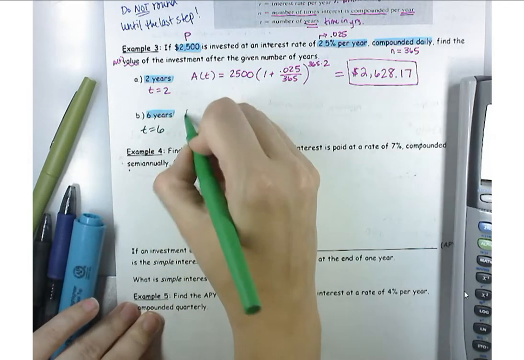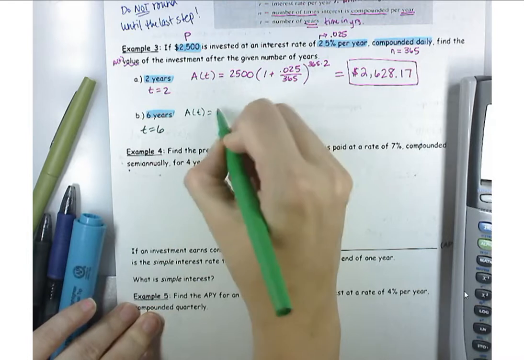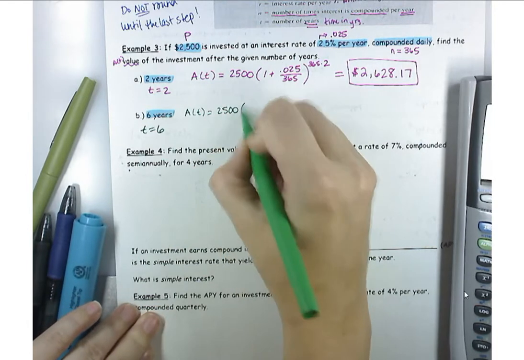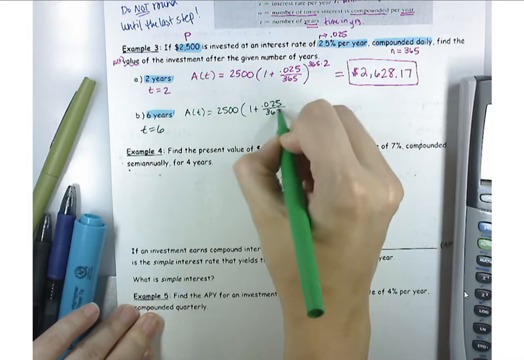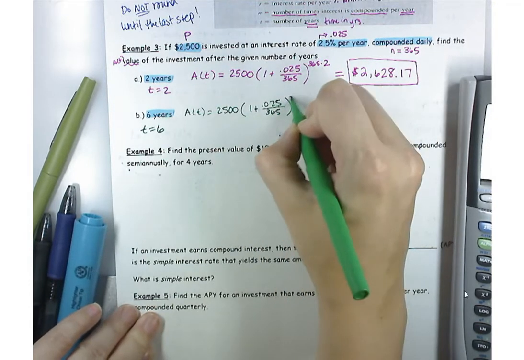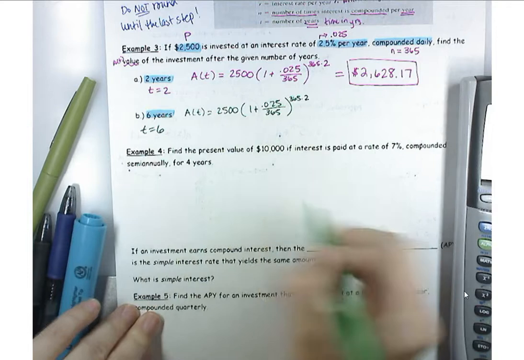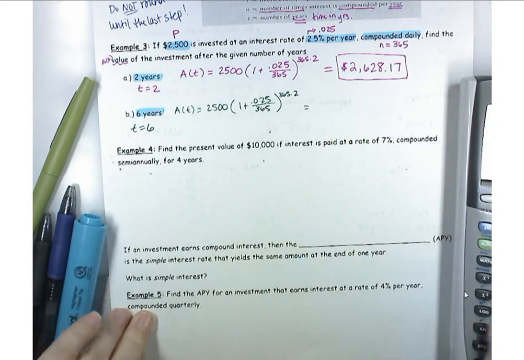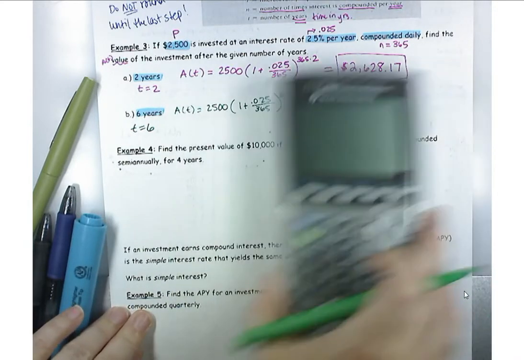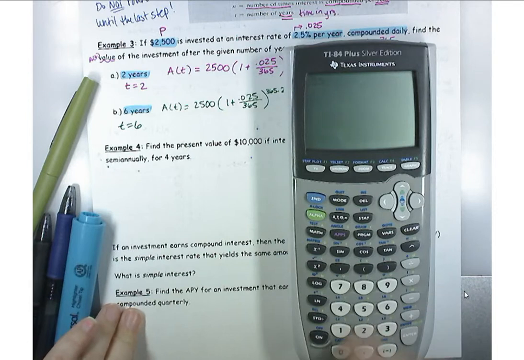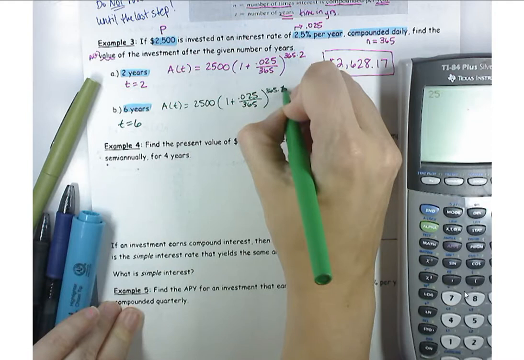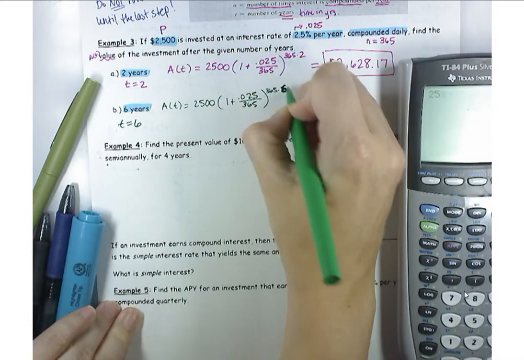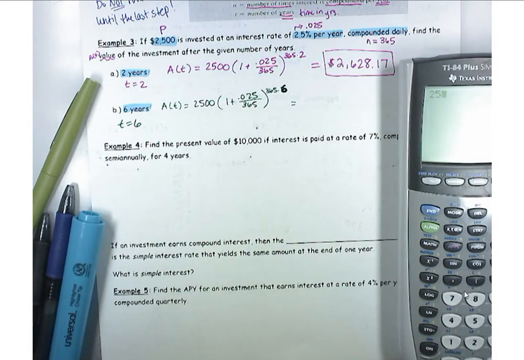So I have A of T equals 2,500, 1 plus 0.025 over 365, 365 times 2. Okay, and yes, you can put it all in at one time. So you did 2 again. Oh, thank you. 6. Thank you. That's the only thing that changed is your 6 years.